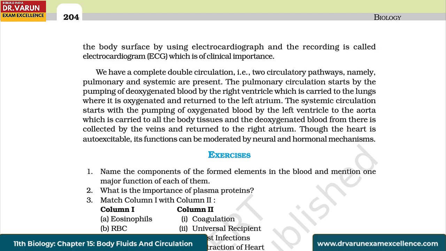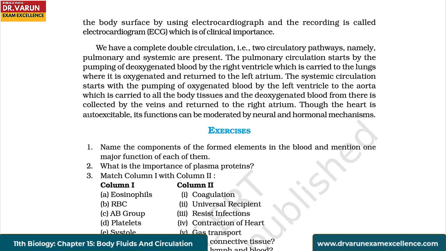We have a complete double circulation, that is, two circulatory pathways, namely pulmonary and systemic, are present. The pulmonary circulation starts by the pumping of deoxygenated blood from the right ventricle, which is carried to the lungs where it is oxygenated and returned to the left atrium. The systemic circulation starts with the pumping of oxygenated blood by the left ventricle to the aorta, which is carried to all the body tissues, and the deoxygenated blood from there is collected by the veins and returned to the right atrium. Though the heart is auto-excitable, its functions can be moderated by neural and hormonal mechanisms.